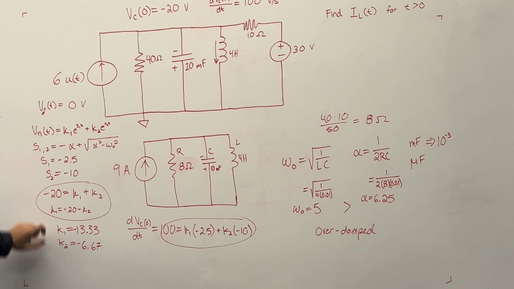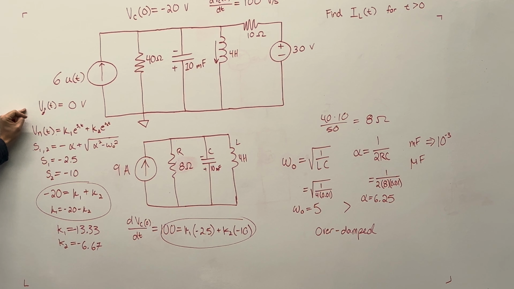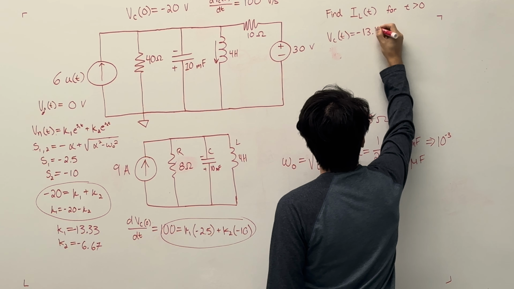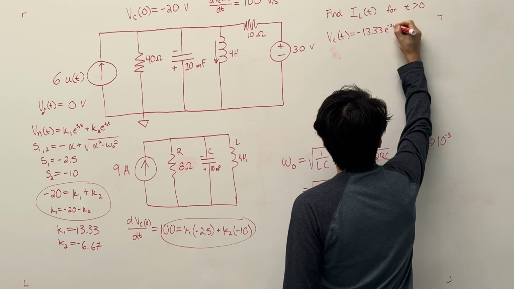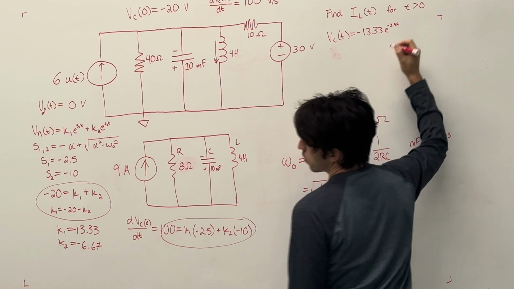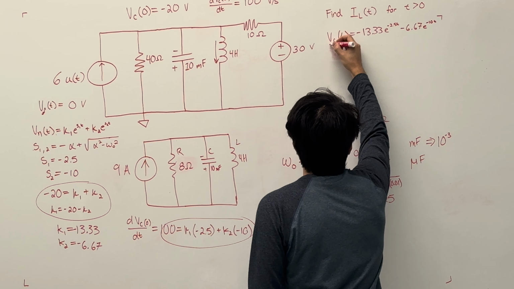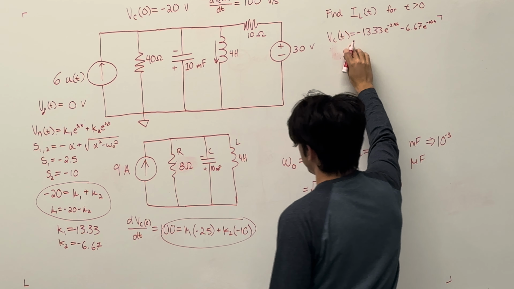We have our S1 and S2 and our K1 and K2. We can substitute that back in here, find the natural response, add the forced response, which is just 0. So we will find our final solution for Vc of t. So here is our solution for Vc of t.